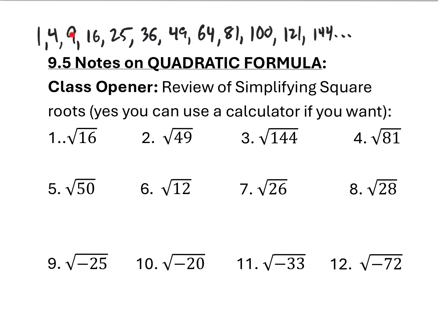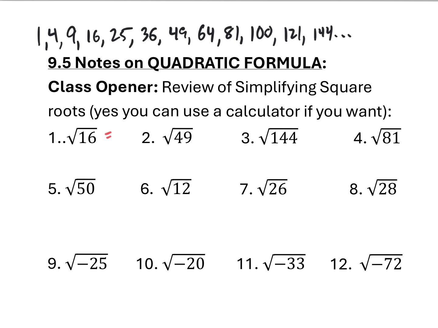The square root of 9 is 3. Square root of 64 is 8. Square root of 144 is 12. Square root of 121 is 11. So when you have the square root of one of these perfect square numbers, it's a beautiful answer. And 1 through 4 are all perfect square numbers. You should be able to answer them very easily.